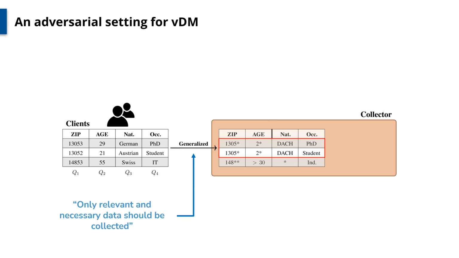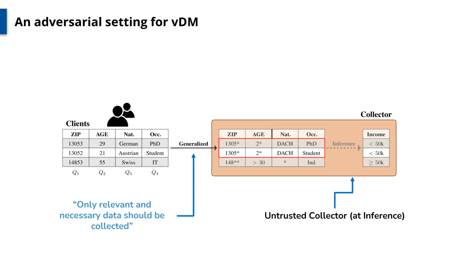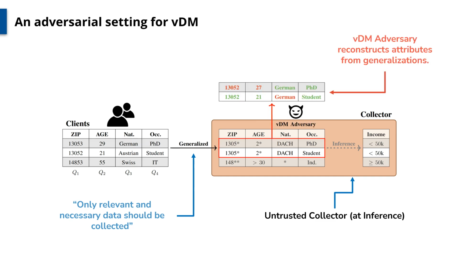So this is how we model our untrusted data collector setting, as well as the fact that only relevant and necessary data should be collected. The downstream collector can then make an inference, in this case the classical income attribute. In difference to previous settings like privacy preserving data publishing, our VDM adversary in our adversarial setting is now actually interested in reconstructing these generalized attributes directly, as we can see on the top.